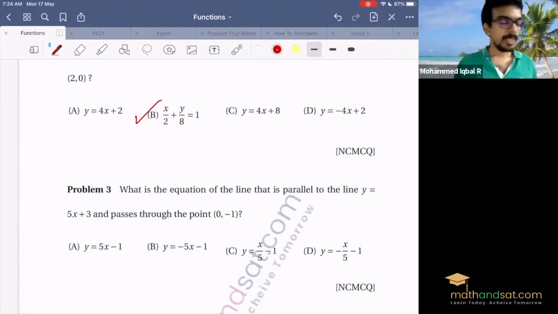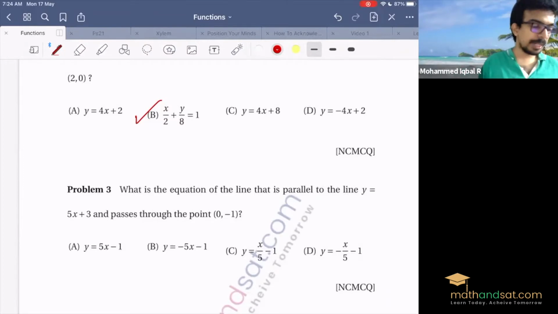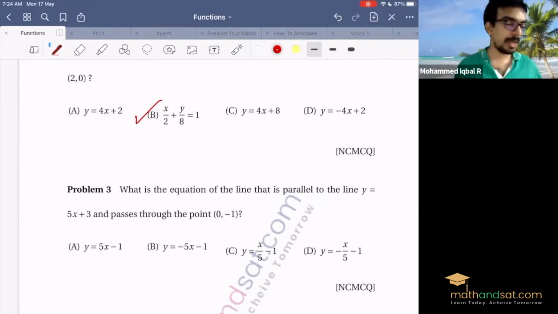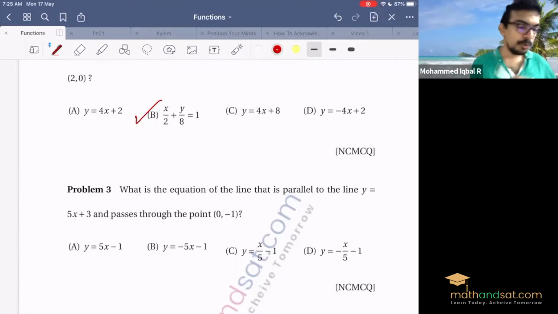Yep. Question number 3. What is the equation of the line that is parallel to the line y is equal to 5x plus 3 and passes through the point 0, minus 1? Okay. So what is the idea of parallel lines? 2 parallel lines will have the same slope. The slope will be the same. So y is equal to 5x plus 3. The slope is 5.